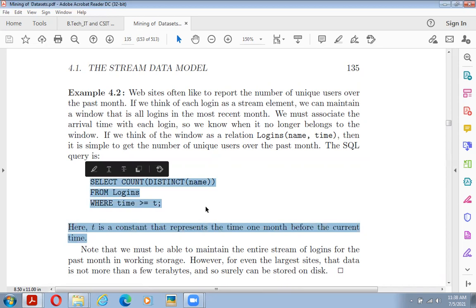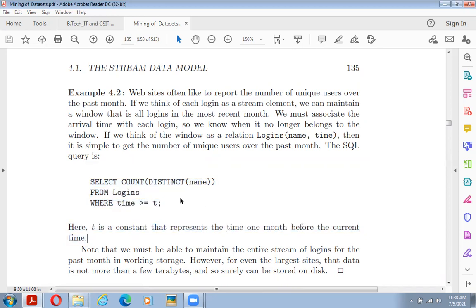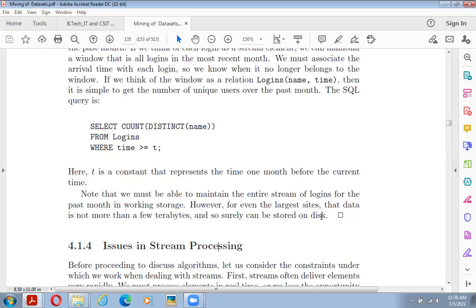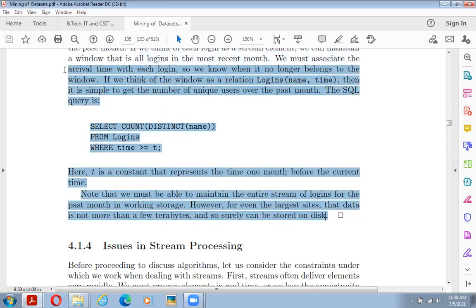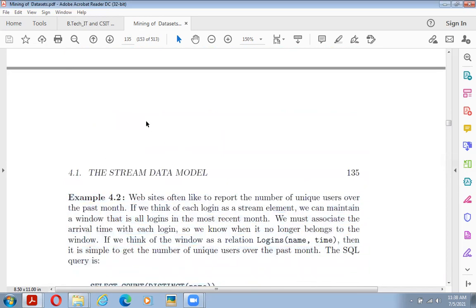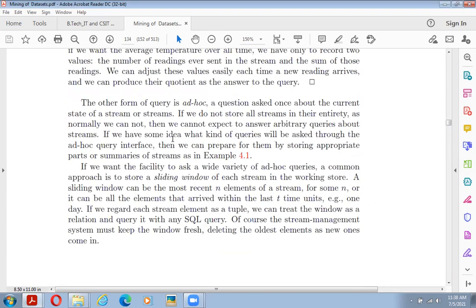Okay. Whenever this query runs, you always get the stream data query with the relation login for the last 1 month. So we are able to maintain the entire stream login for the past month in working storage. For this, we need 1 month of data actually. However, even for larger sites, that data is not up to terabytes, so surely we can store it in a database. So this is how we get our analytics from a stream data model with the help of a sliding window. Okay.